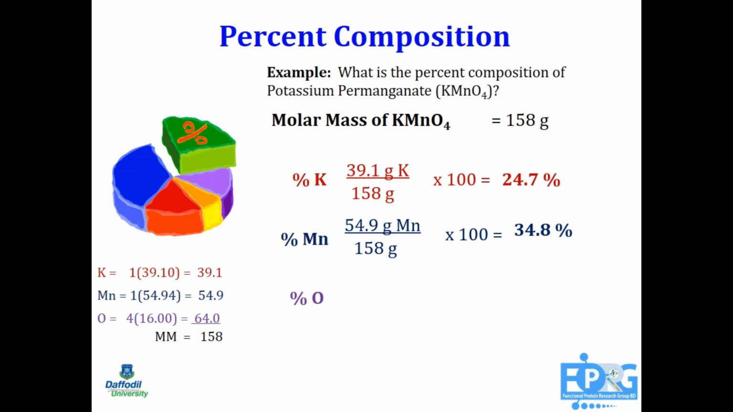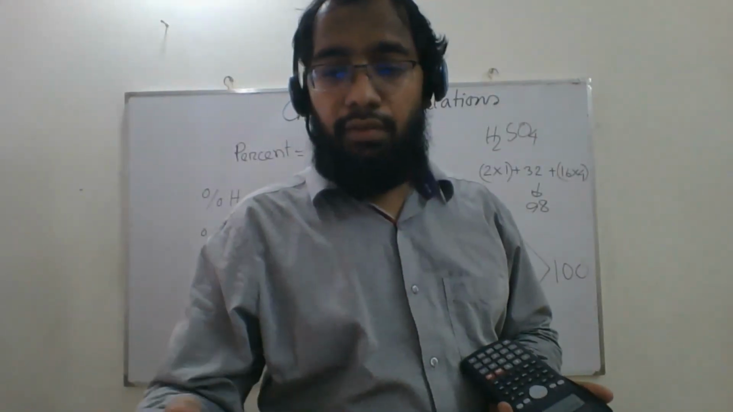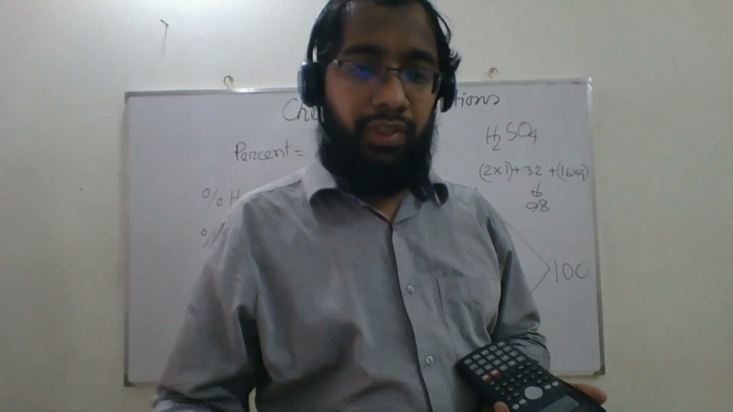So now if we calculate the composition, it will give you 24.7% potassium, 34.8% manganese, and 40.5% oxygen. If you add all of them, it will give you 100%. This is the basic concept of percent composition, and it is very easy.